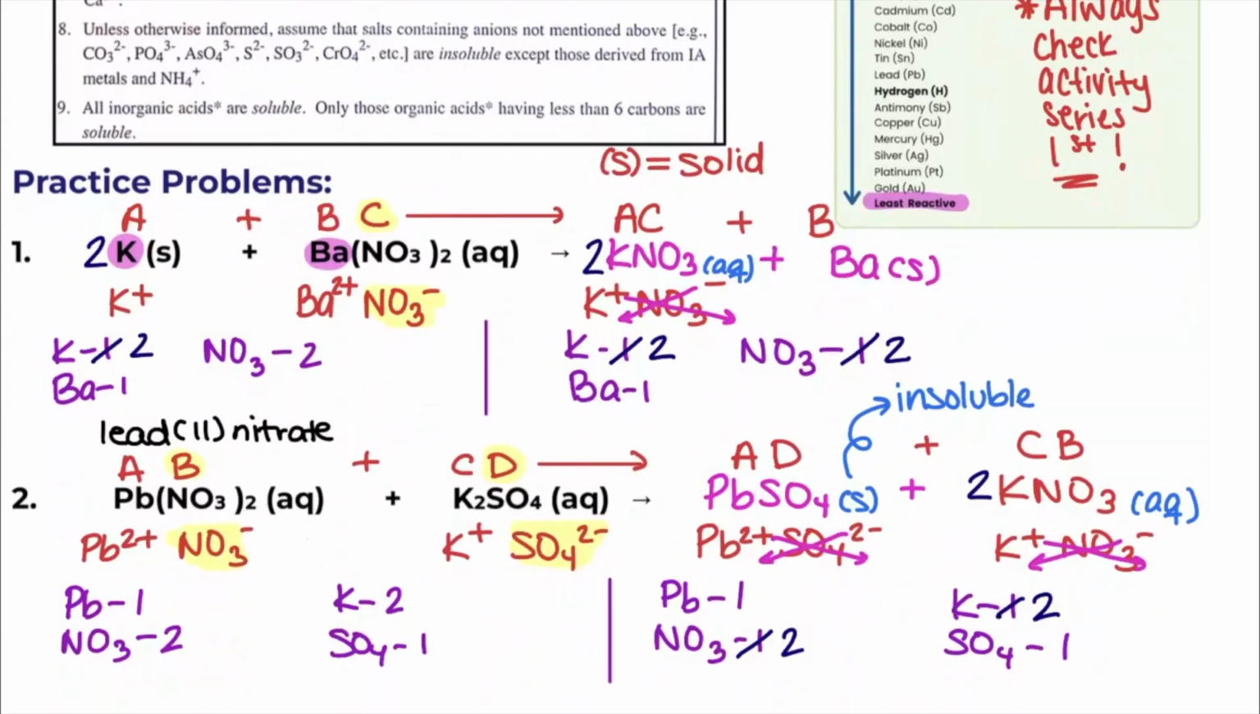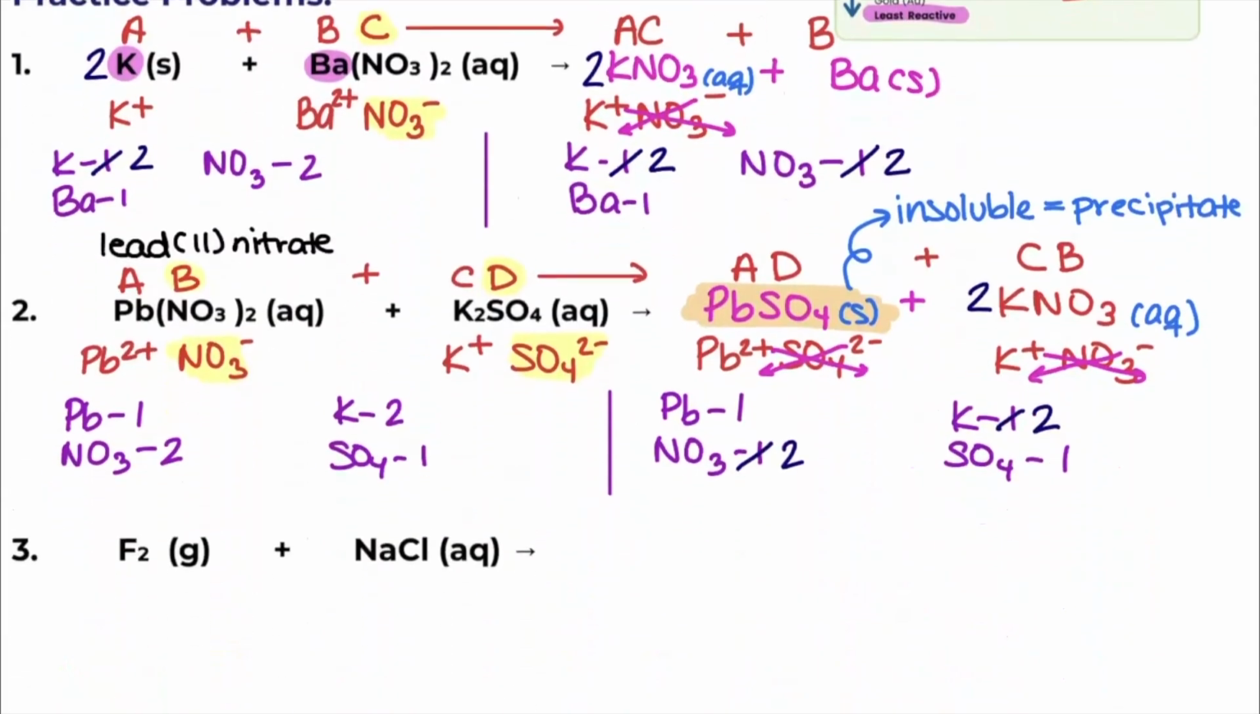Now, because a solid forms from these aqueous solutions, this is not only a double replacement, but specifically it's called a precipitation reaction, where the precipitate, or the solid that's been formed from this aqueous solution, is the PbSO4. Now, our next example is a little bit more interesting.